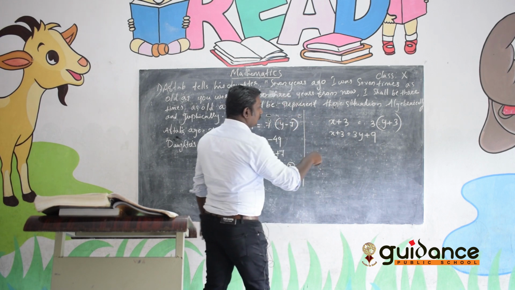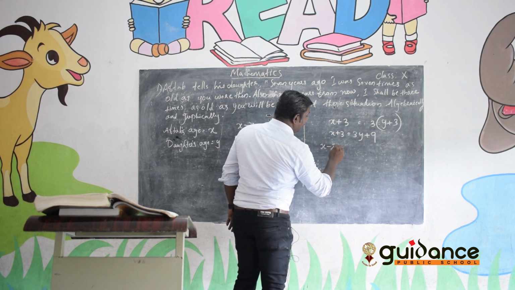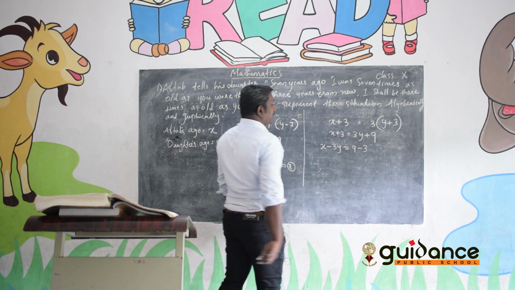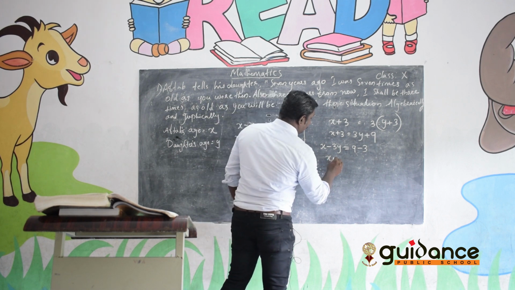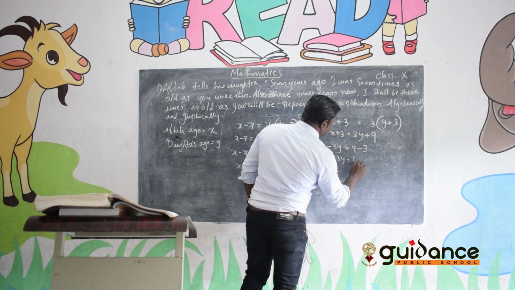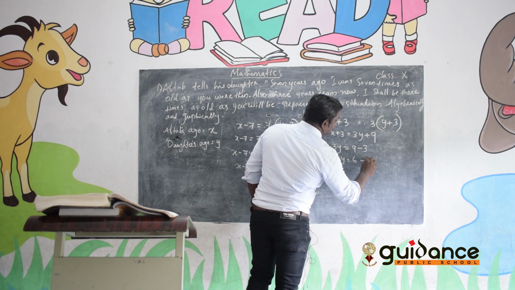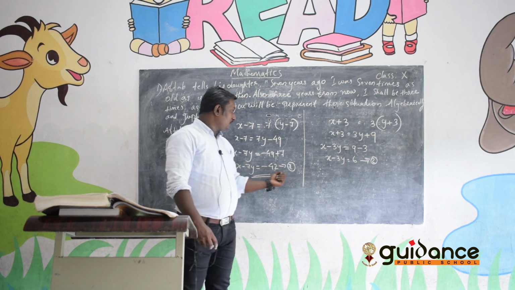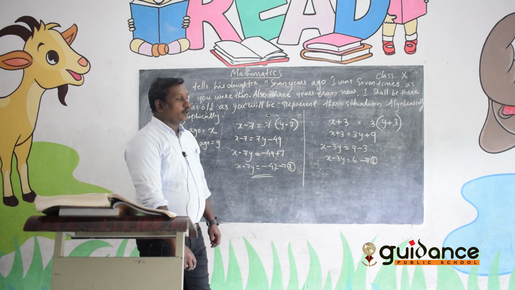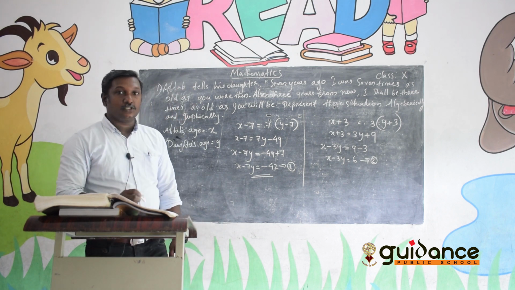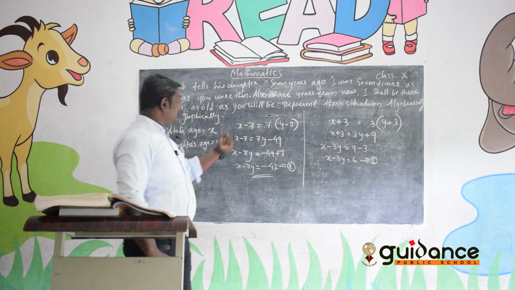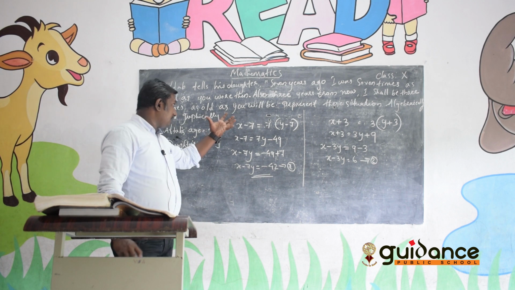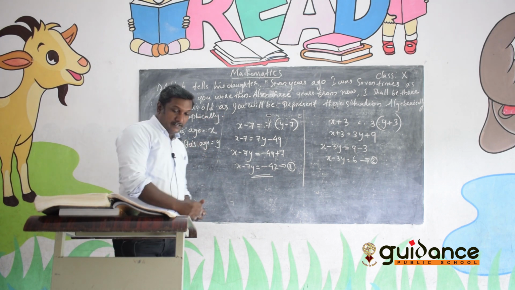Then we write the variables together: x minus 3y equals 9 minus 3. 9 minus 3, so x minus 3y equals 6. We got the two equations: x minus 7y equals minus 42 and x minus 3y equals 6. Those are the two equations we got. This is the algebraic solution of this situation.